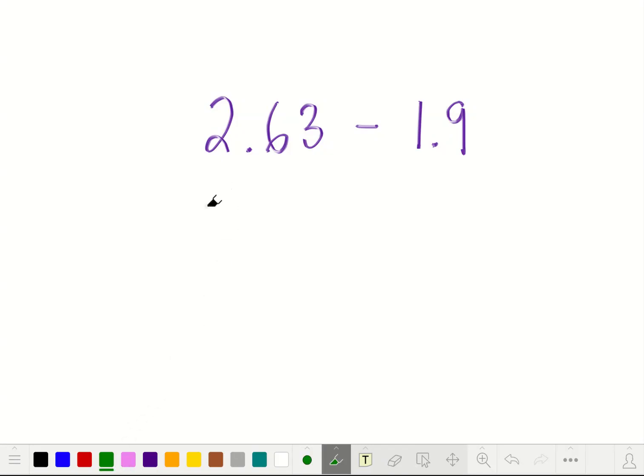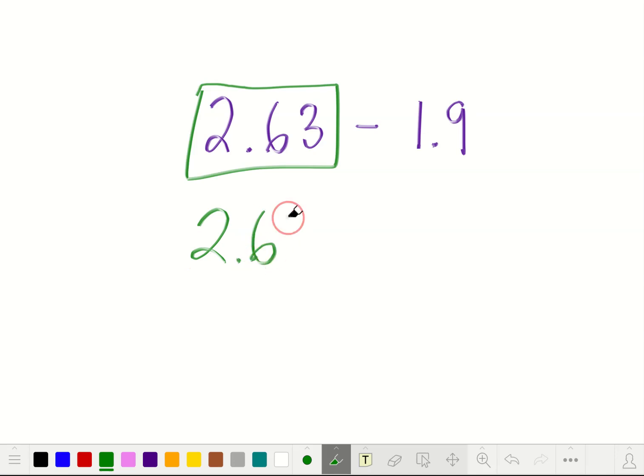All right, so we're going to look at how to subtract decimals. So first, we have 2 and 63 hundredths, and then we're subtracting from it 1 and 9 tenths. Unlike addition, you have to put these numbers in the order that you see. The first number here has to go on top. It's not like addition where you can switch the numbers around. So 2 and 63 hundredths goes on top, and then 1 and 9 tenths will go on the bottom.